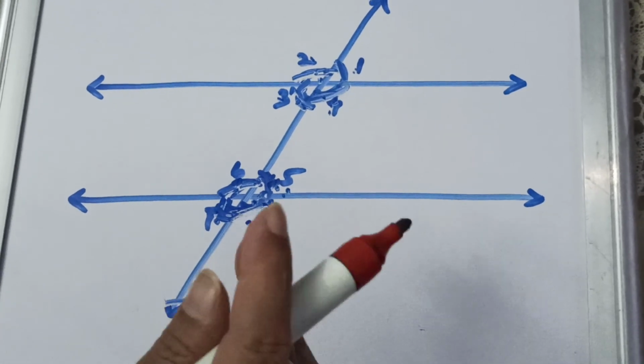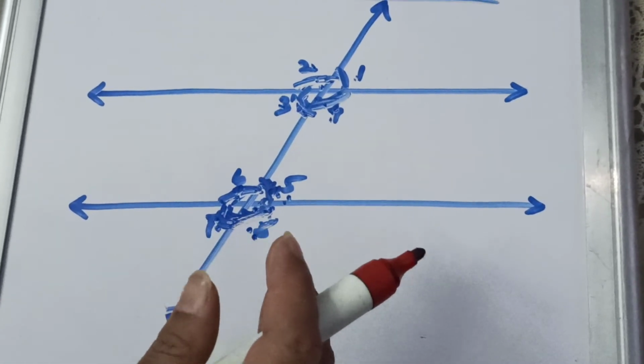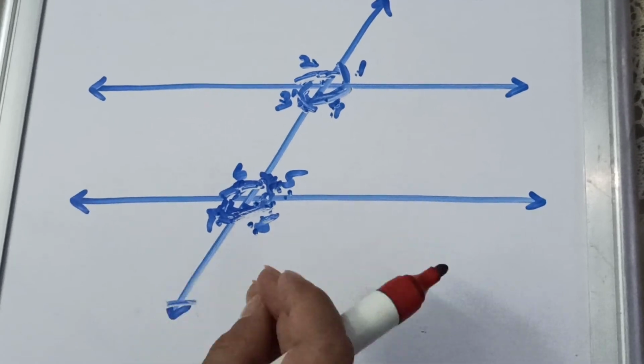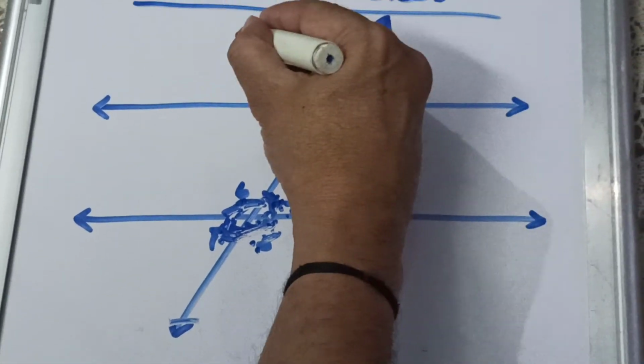And I am going to discuss worksheet 2 of chapter 10 parallel lines.